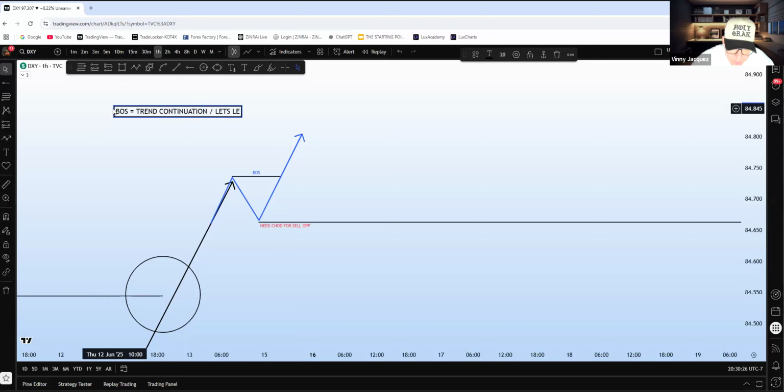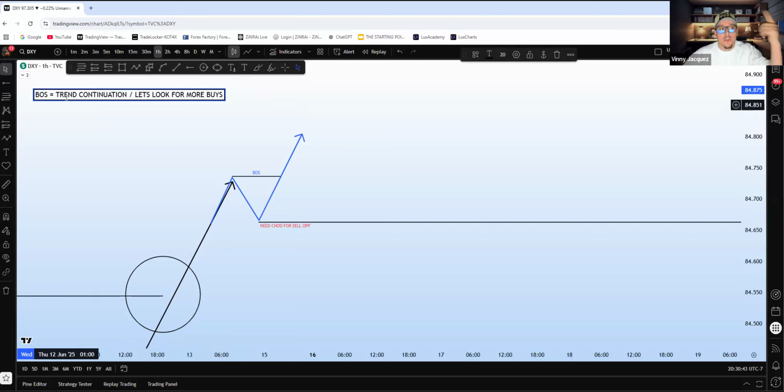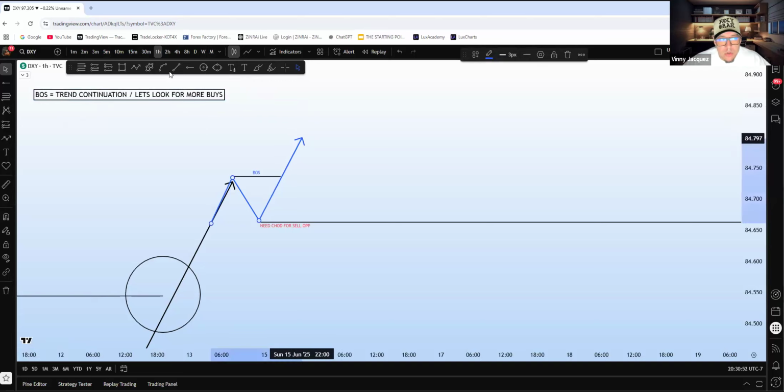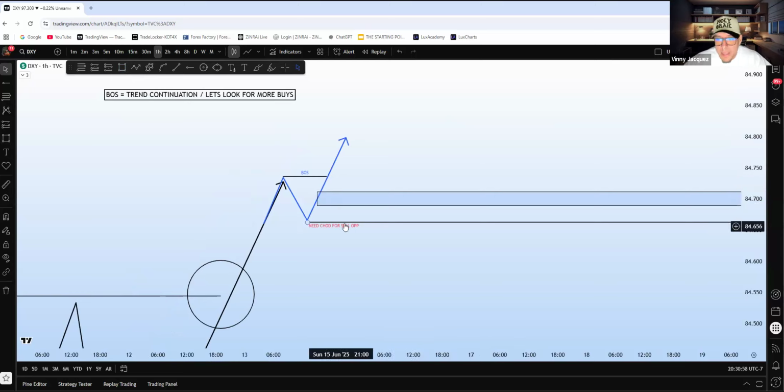Let's look for more buys. When we're able to see the break of structure, we got to be thinking trend continuation. The market wants to continue the trend. Let's look for more buys. So if we have a break of structure here, guys, let's go ahead and continue this trend. And if we get the change of direction, then we can look for sells. But until then, let's just go ahead and continue this movement.